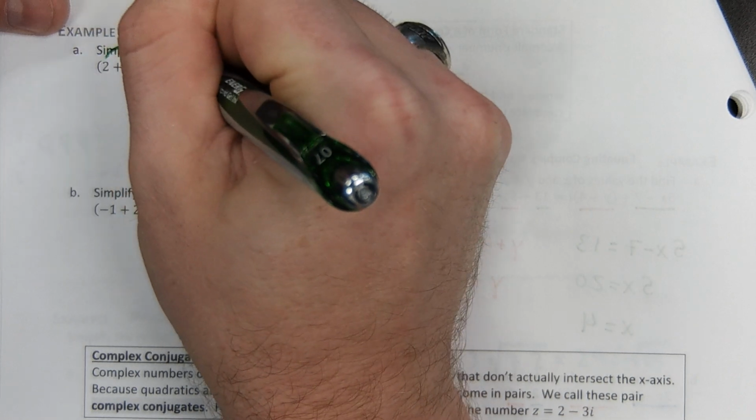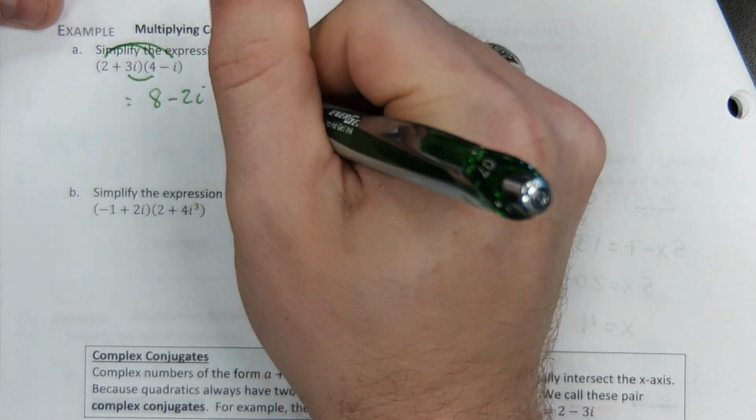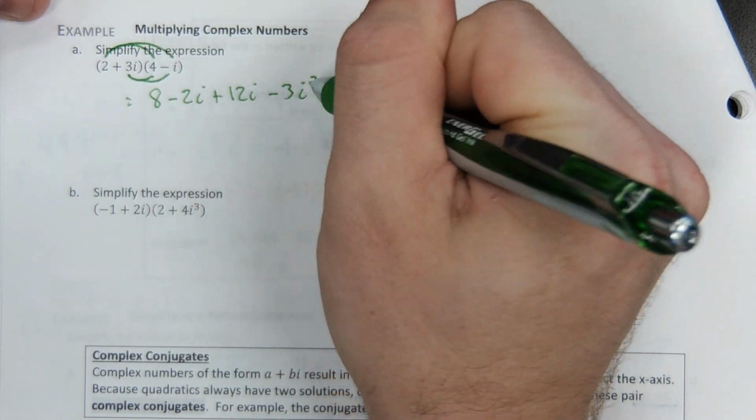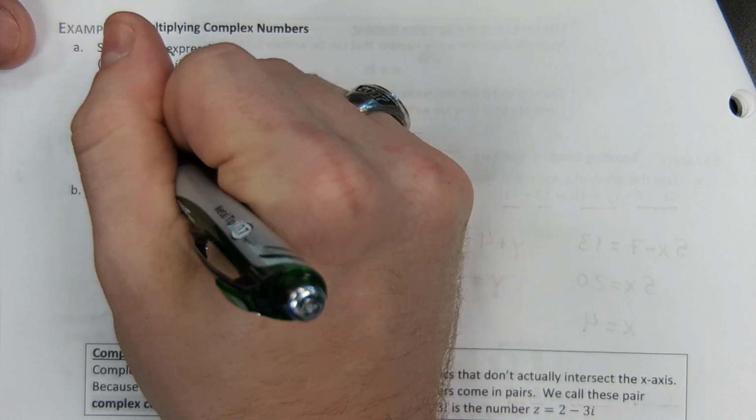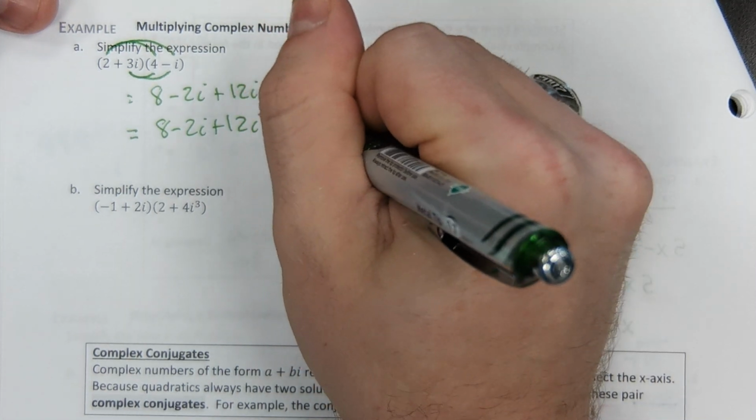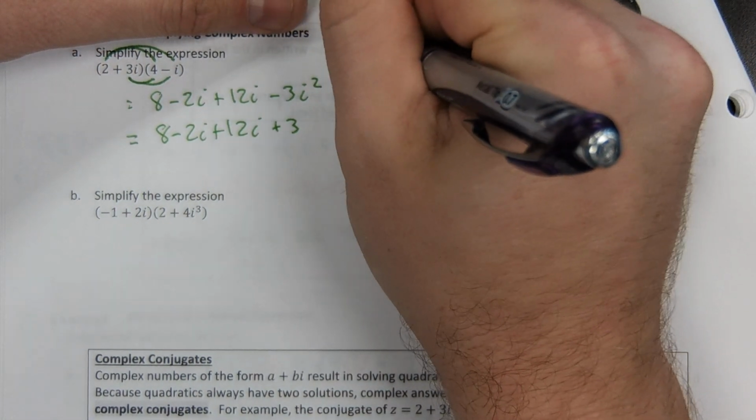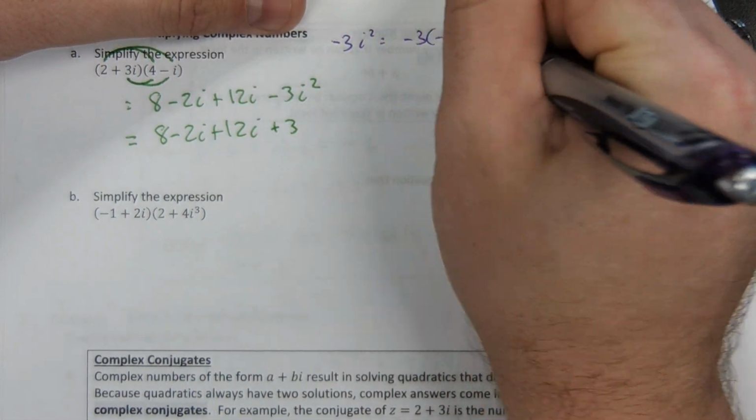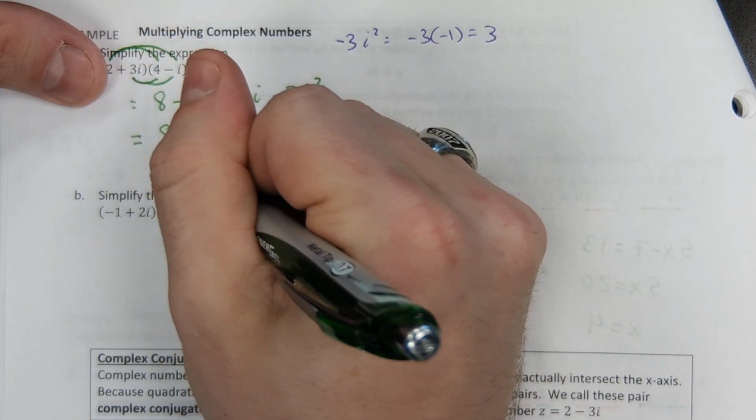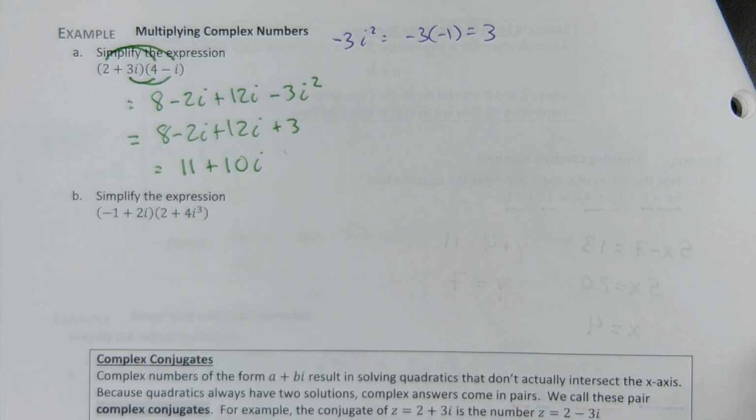2 times 4, 2 times negative i. 3i times 4. 3i times negative i. But since i squared is negative 1, that says negative 3 times negative 1. So you get positive 3. Then you just combine your like terms. 8 plus 3 is 11. Negative 2i plus 12i is 10i. It's literally just foiling, distribution, combining like terms, reducing powers of i.